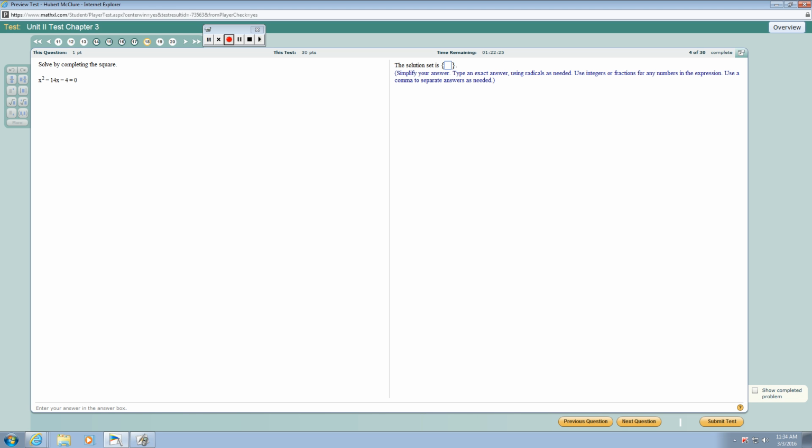Complete the square. x squared minus 14x plus blank is equal to 4 plus blank. I'll let y'all do that one. Try to work on your time. You need to be able to do these fairly quick, especially the easy ones.